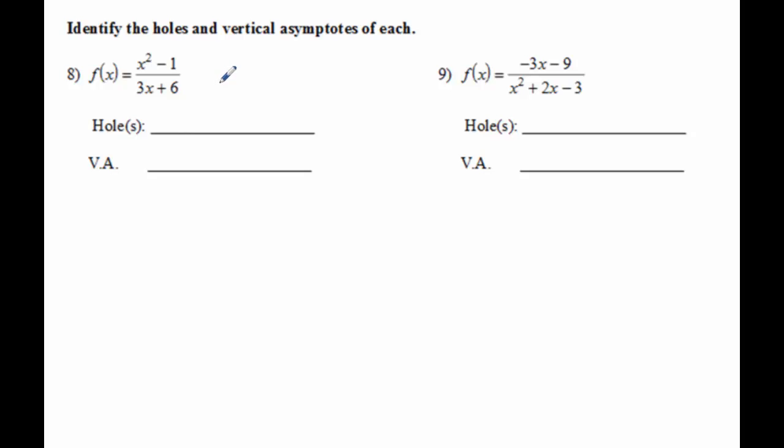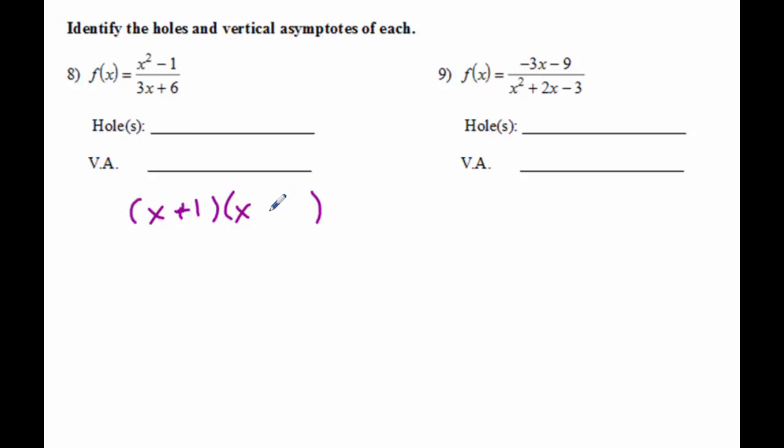Identify the holes and vertical asymptotes of each. Now the way we want to do this is we want to factor the top and the bottom of our fraction. X squared minus 1 factors into plus 1 and minus 1, because we have to think about what multiplies to get negative 1 that when I add together cancels out so that I don't have a middle term. So that's plus 1 and minus 1.